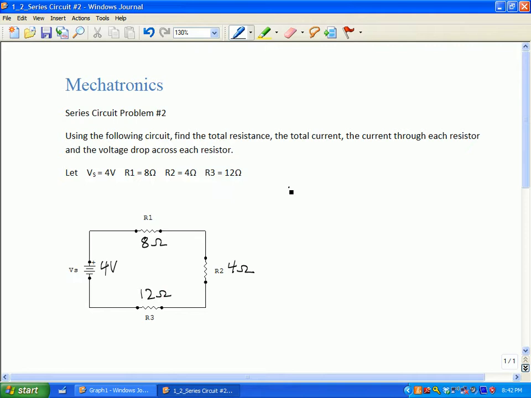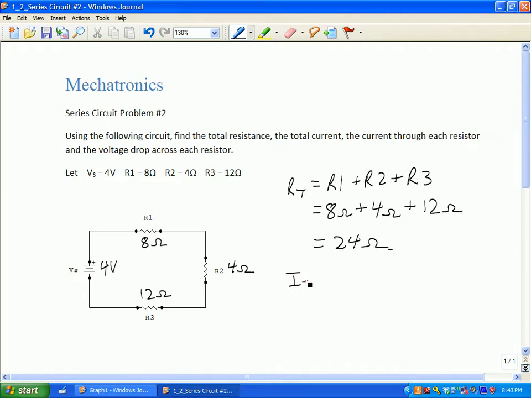We're going to start out finding the total resistance for the circuit, R sub T, and the formula for total resistance is R1 plus R2 plus R3. So we plug in our numbers. R1 is 8 ohms, R2 is 4 ohms, and R3 is 12 ohms. We add those together and we should get 24 ohms.